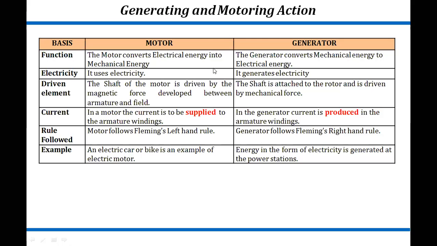Then what we are saying, we are supposed to study about the construction of DC motor and DC generator. At that time, you will get this point: the driven element. It means where we will get the output. The shaft of the motor is driven by the magnetic force developed between the armature and the field winding. And here the shaft is attached to the rotor.